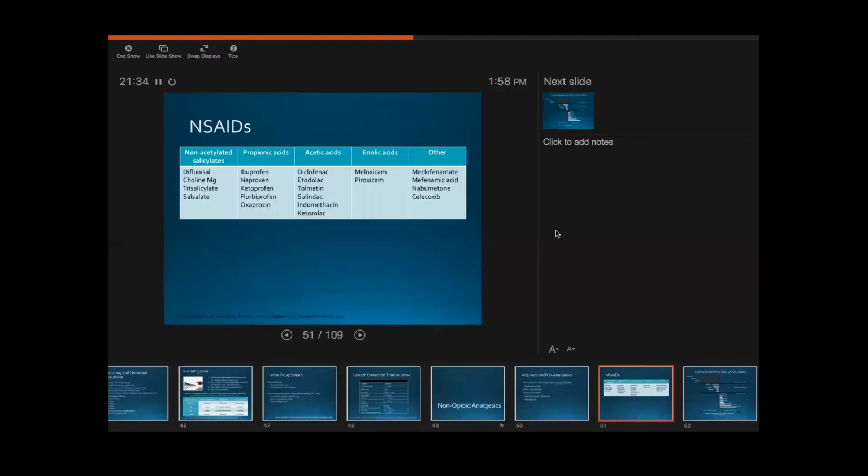These are your NSAIDs, okay? The reason that I put these up and split them this way is that I want everybody to remember this class of drugs not as just NSAIDs, but I want them to think of these drugs as five completely separate chemical subtypes. The reason that I do that is that too often in our clinic, we have patients that come in and say, I've tried ibuprofen, I've tried naproxen.